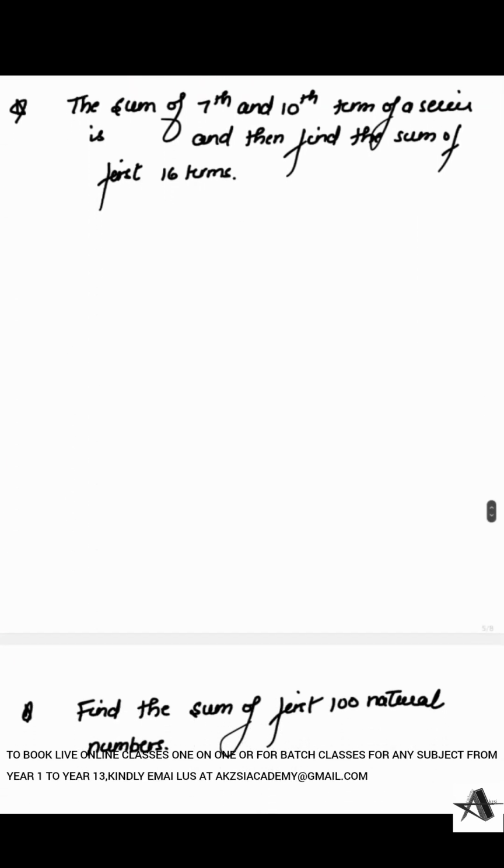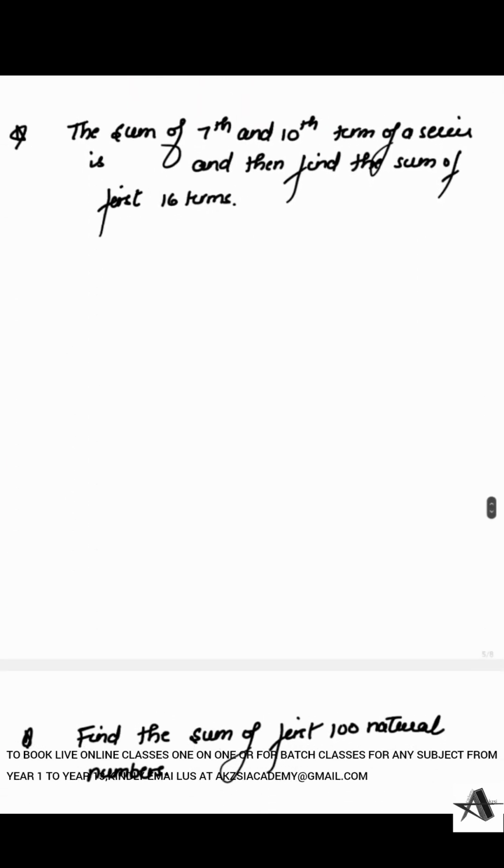Moving on to the next question. The sum of the 7th and 10th terms of a series is 60. Then find the sum of the first 16 terms. What's given here is that T7 plus T10 is equal to 60, and we have to calculate the sum of the first 16 terms.